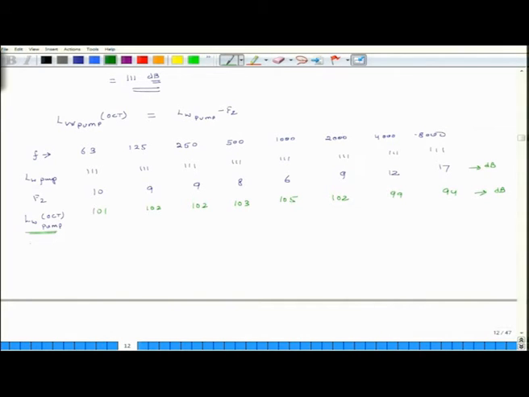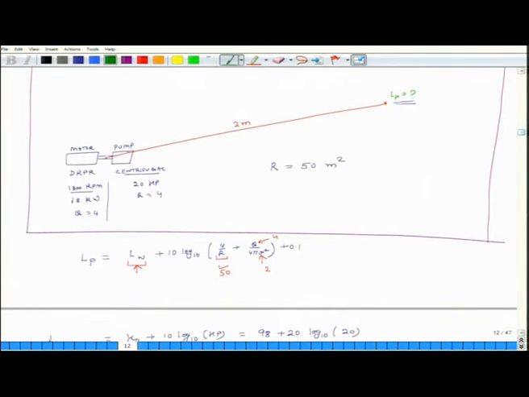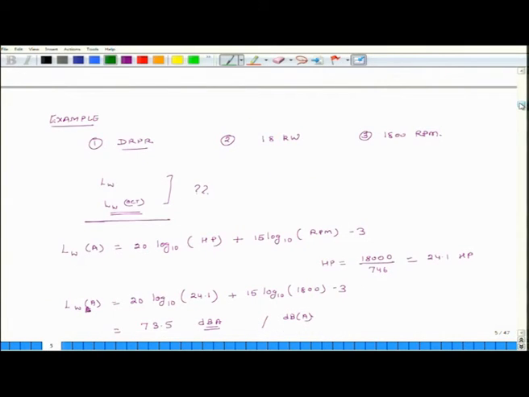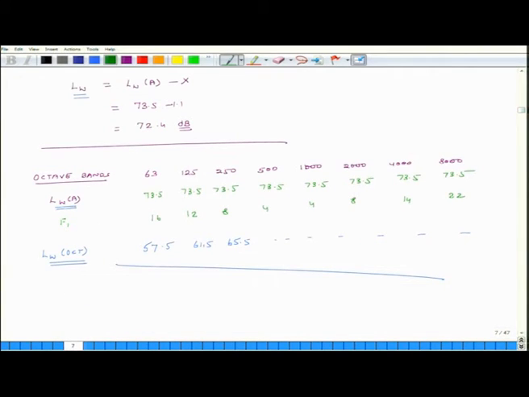Similarly, I should also calculate the power level for the motor. Okay. So LW motor, and we have actually already done that because I have deliberately chosen the specifications of the motor in such a way which are same as the motor which we had solved earlier. If you look at all the specifications, 18 kilowatts, 1800 RPM, it is exactly the same motor. So I have also actually calculated LW oct for these.